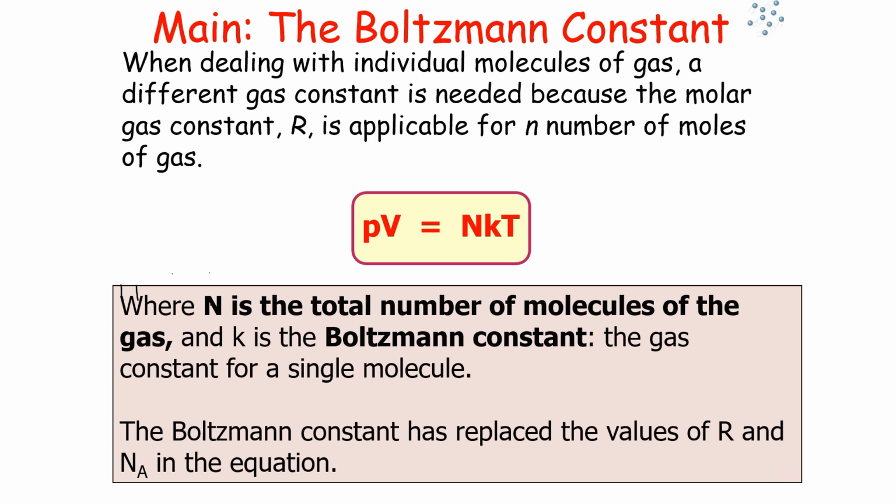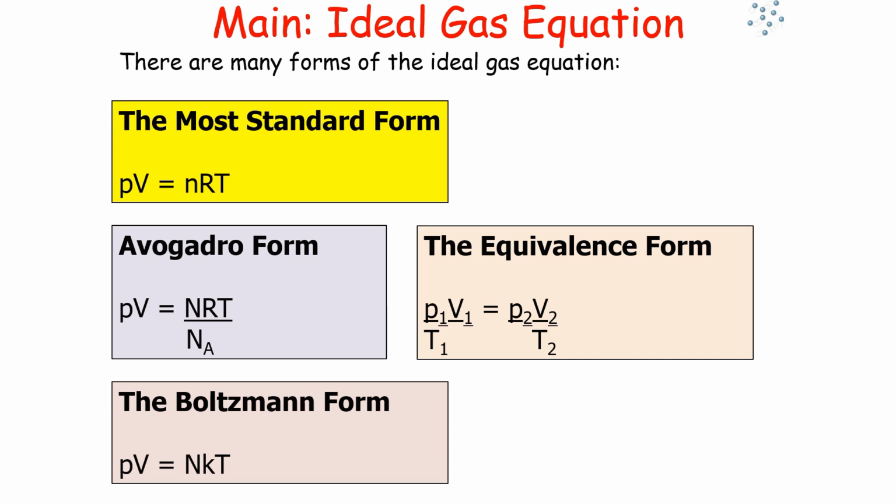So there are actually many forms of the ideal gas equation. Our most standard form, PV is equal to nRT. The form which has Avogadro's constant in, PV is equal to nRT over Na. The equivalence form, which is used when you've got a change in the value of a gas property, P1V1 over T1 is equal to P2V2 over T2. And finally, the Boltzmann form when you're considering the individual gas molecules themselves.